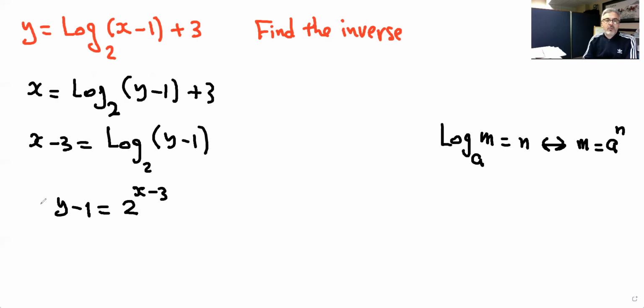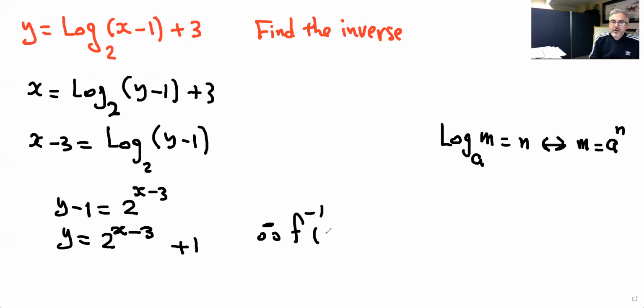So it just becomes y minus 1 is that what you're solving for. And the n is the x minus 3. And so this becomes the exponent. And then you just move the 1 to the other side. And therefore, this is your inverse. And it's always good to write it as f to the -1 of x equals 2 to the x minus 3 plus 1. And that's the inverse of that function.